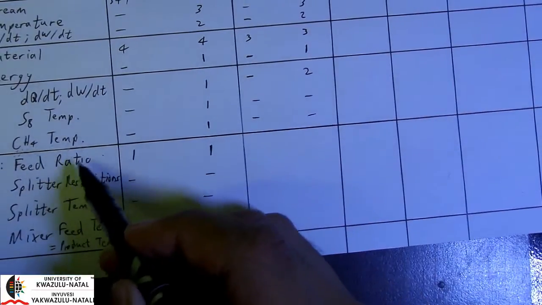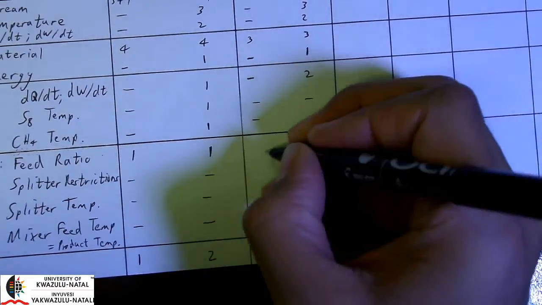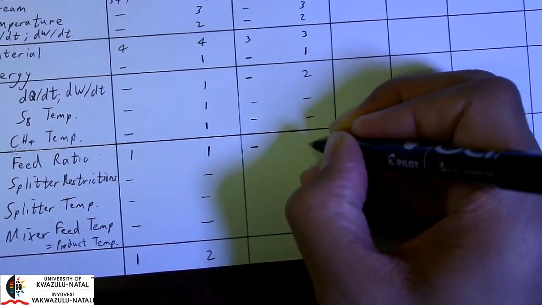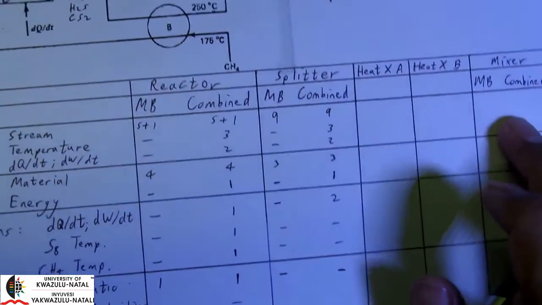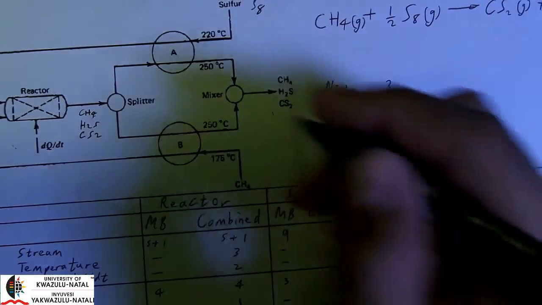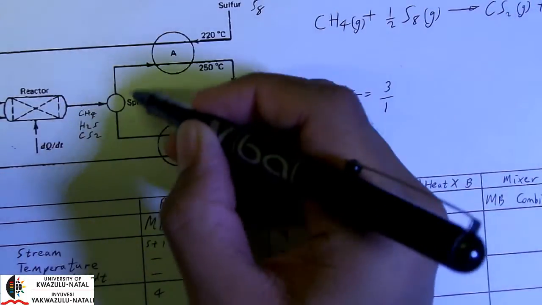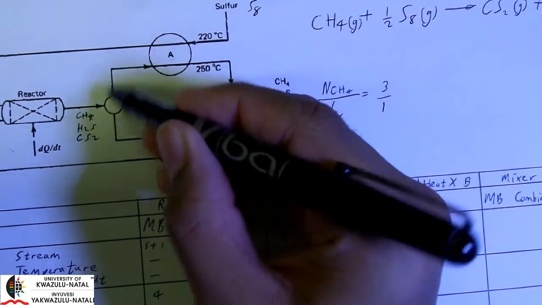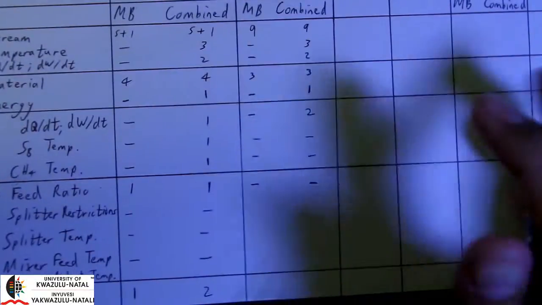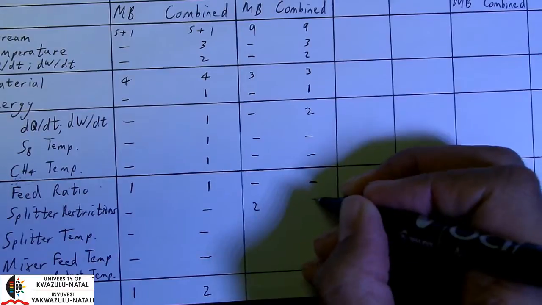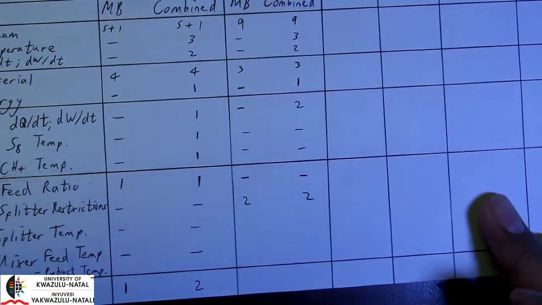In terms of our subsidiary relations, the feed ratio doesn't apply. My splitter restrictions, however, do apply. Okay, so I have 3 components and 2 splits, so that's (3 minus 1) multiplied by (2 minus 1), which will give me 2. And that's applicable to both the material balance and the combined case.